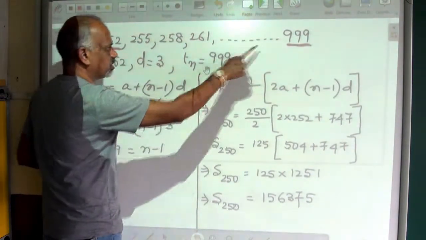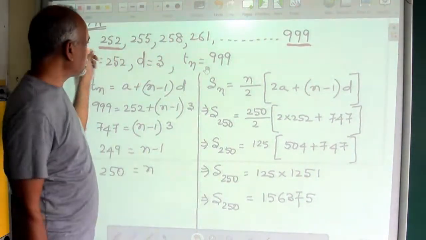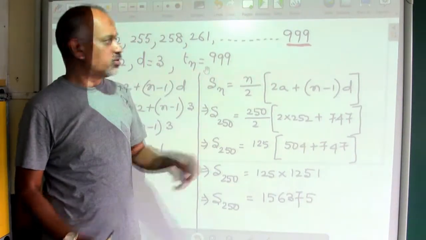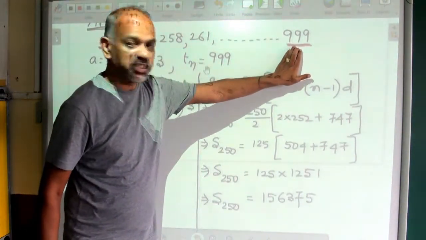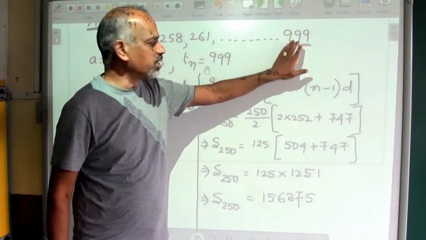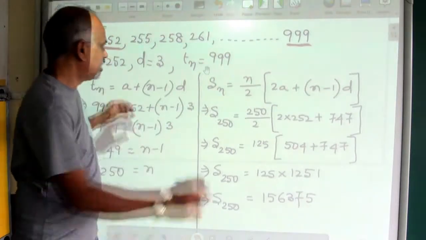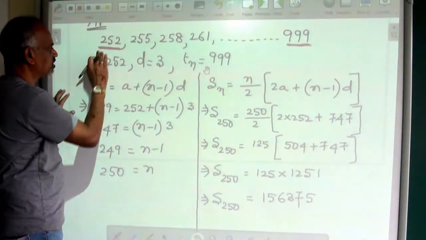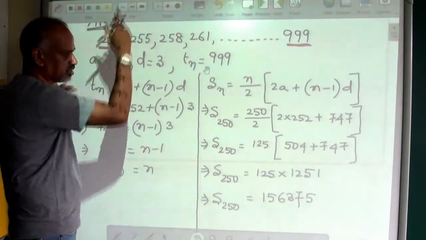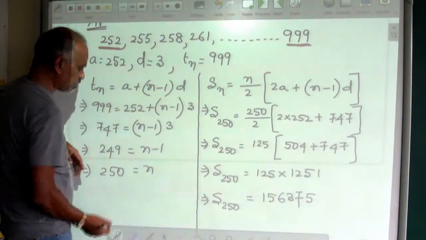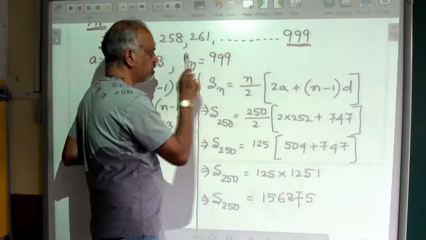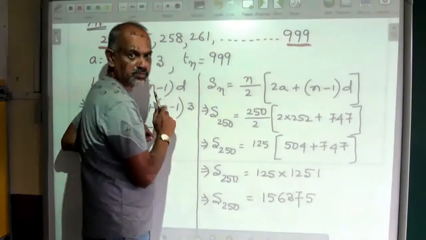To find the sum of all these, we have to know the value of n. So you have to find which term this is. This is the nth term. So let's write down whatever we know. This is the first term, that is A, that's 252. Common difference is 3 because it is divisible by 3. So D is 3. And this is the last term, so Tn is 999.